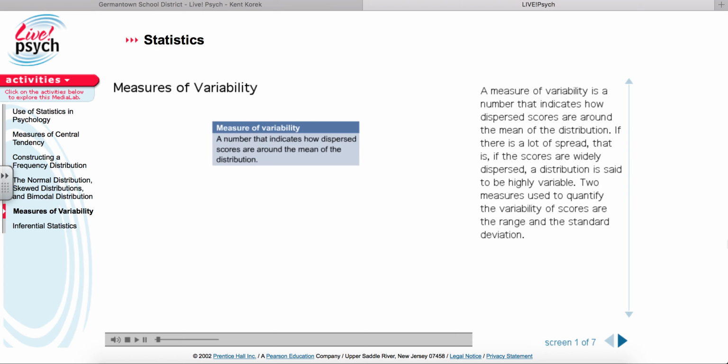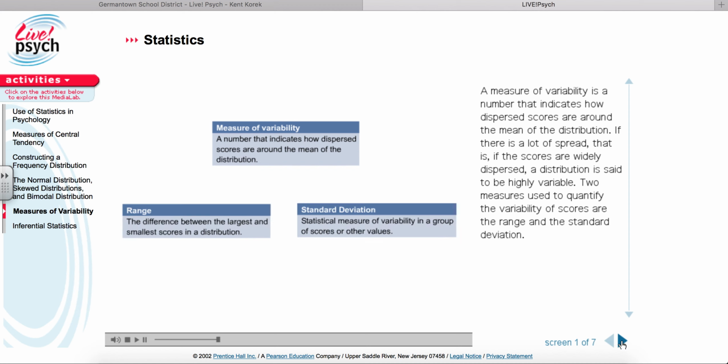A measure of variability is a number that indicates how dispersed scores are around the mean of the distribution. If there is a lot of spread, that is, if the scores are widely dispersed, a distribution is said to be highly variable. Two measures used to quantify the variability of scores are the range and the standard deviation.